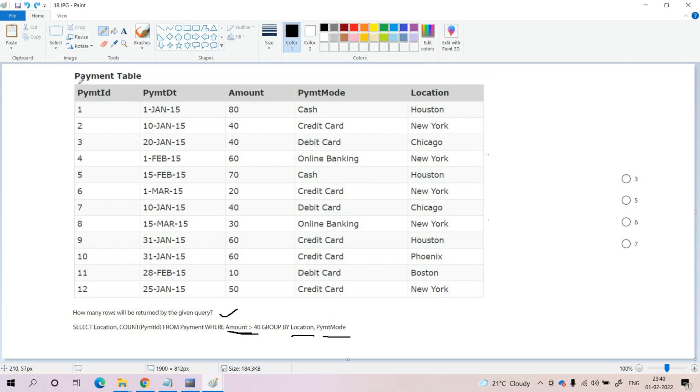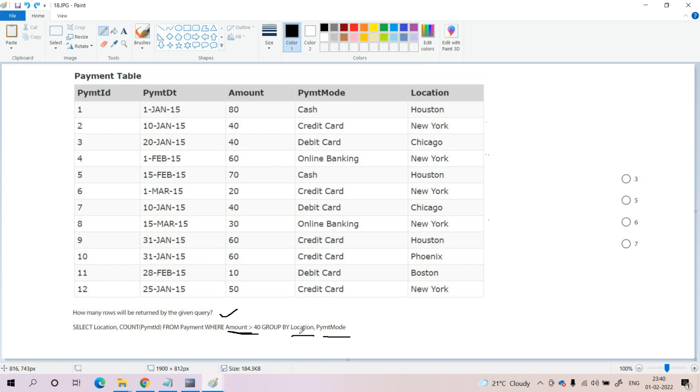Here in this given question, the table name is the payment table. Now the question is, how many rows will be returned by the given query? The query is: select location, count of payment ID from the payment table where the amount is greater than 40. And here the group by clause is there.